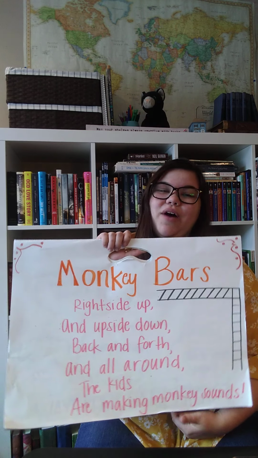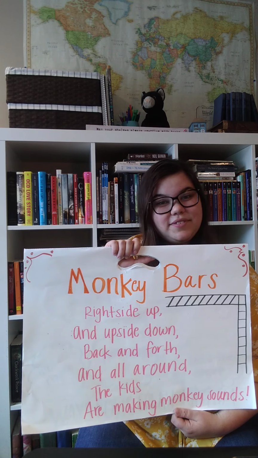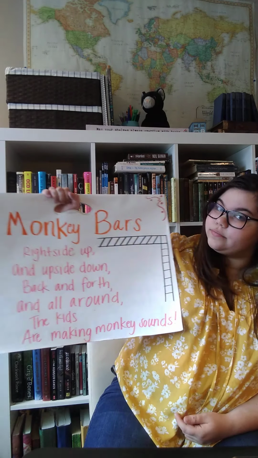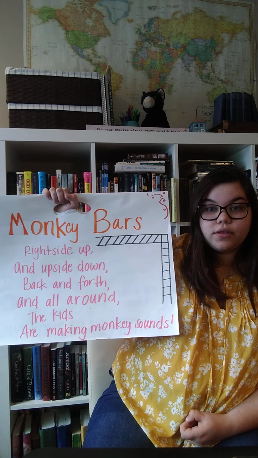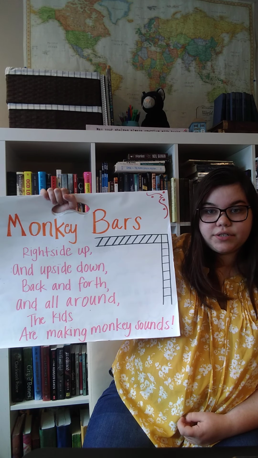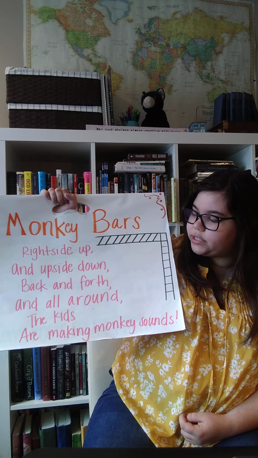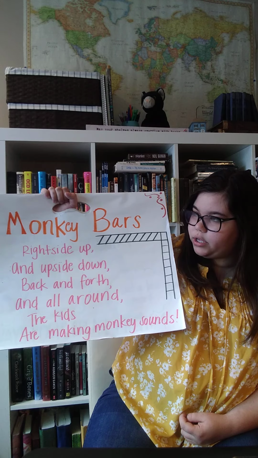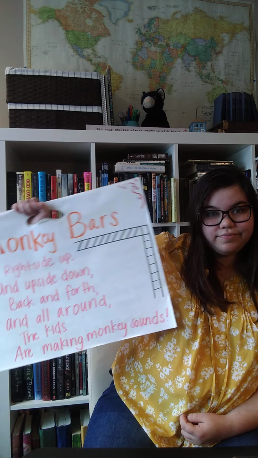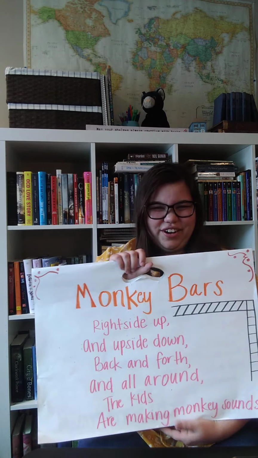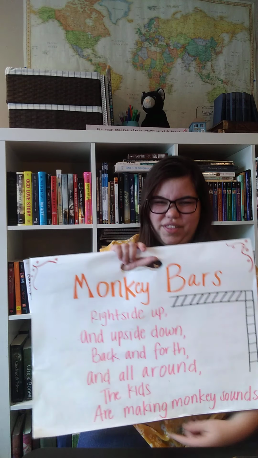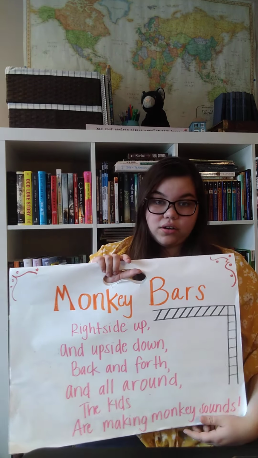Okay, now I'm going to read the poem out loud. See how this sounds. Monkey bars. Right side up and upside down, back and forth and all around. The kids are making monkey sounds. That didn't sound very good, did it? I didn't use rhythm. When we read a poem with rhythm, we want it to sound like a song.